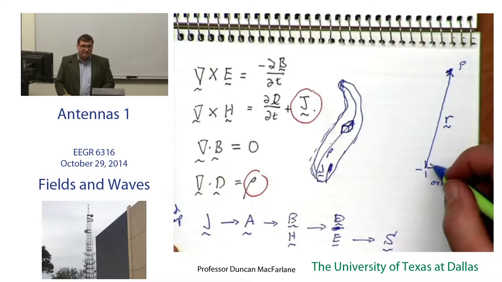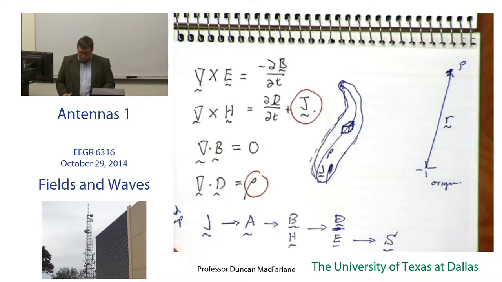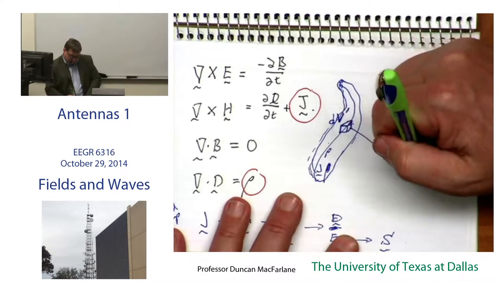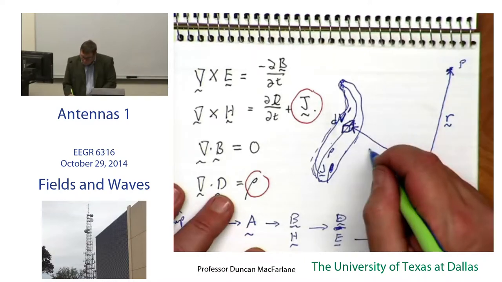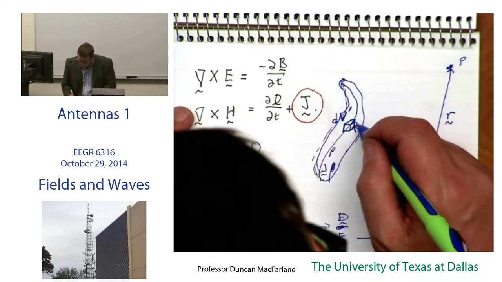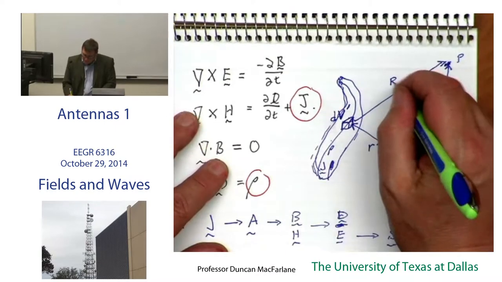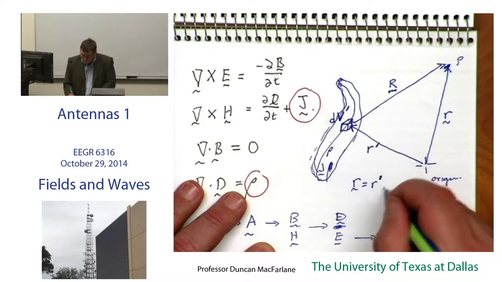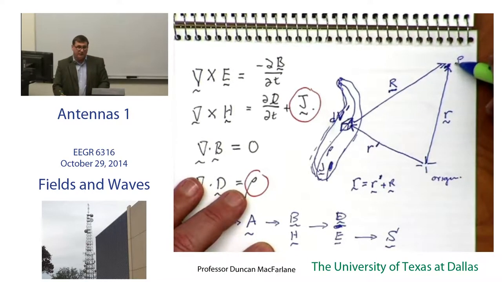So in my notation, in my problem, R is going to be from the origin to P. And this volume on the antenna will be dV prime because the vector that connects from my origin to dV prime will be the R prime coordinate. Okay. And then lastly, the vector that connects those guys there, I'm going to label capital R. And R will equal R prime plus capital R. So I can go from my origin to P directly through R, or I can go to dV and then out to P. Okay?